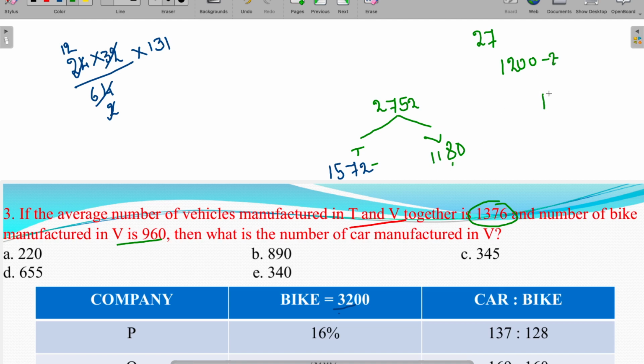Out of 1180 vehicles manufactured by V, bikes in the question are given as 960, which means remaining 40 plus 180, 220 vehicles or cars are manufactured by V. So your answer will be 220.